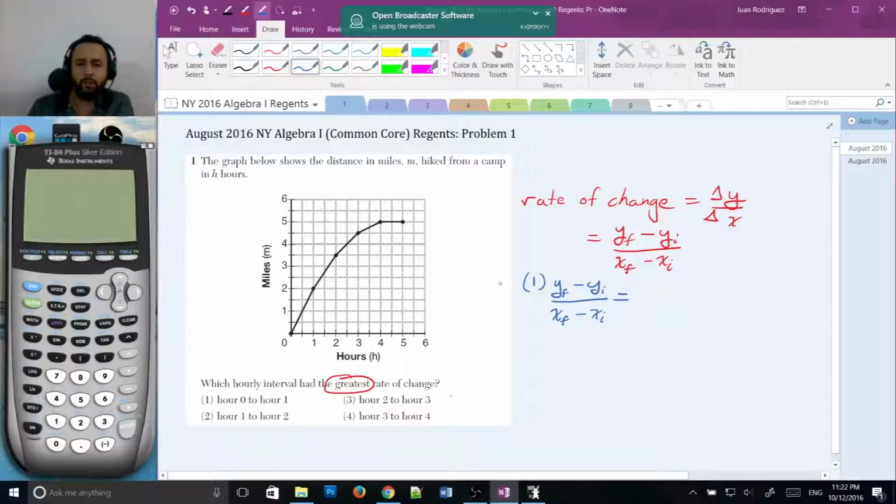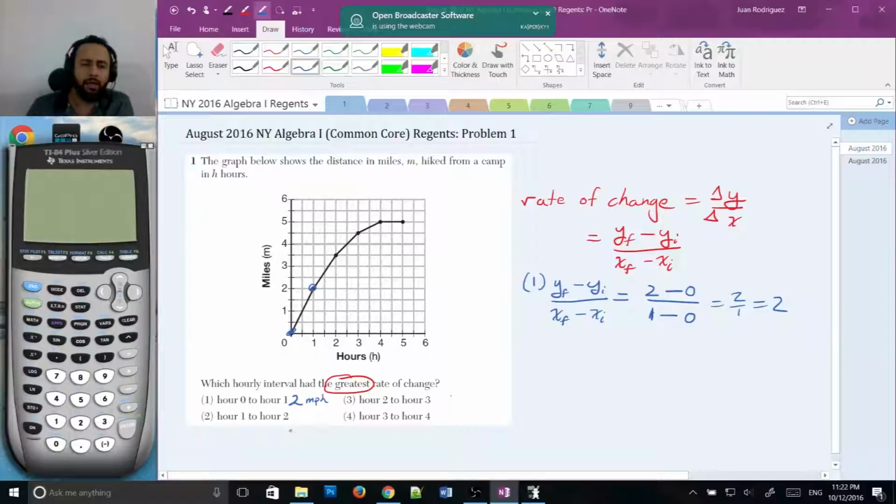So hour 0 to hour 1 is here. This is initial and this is final. So 2 miles is the final miles, minus initial miles is 0, over x final is 1 hour, minus x initial is 0 hours, is 2 over 1, which is equal to 2. So the rate of change in this case is 2 miles per hour.